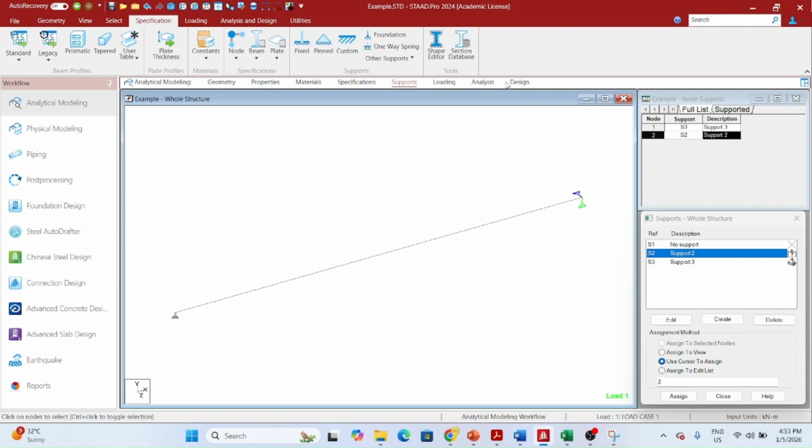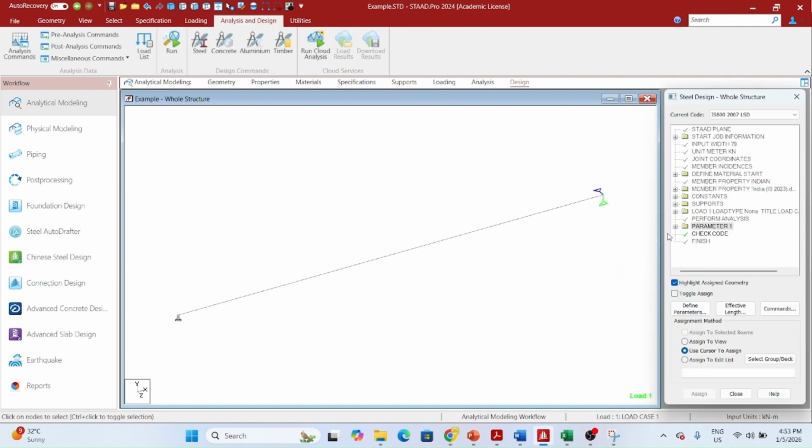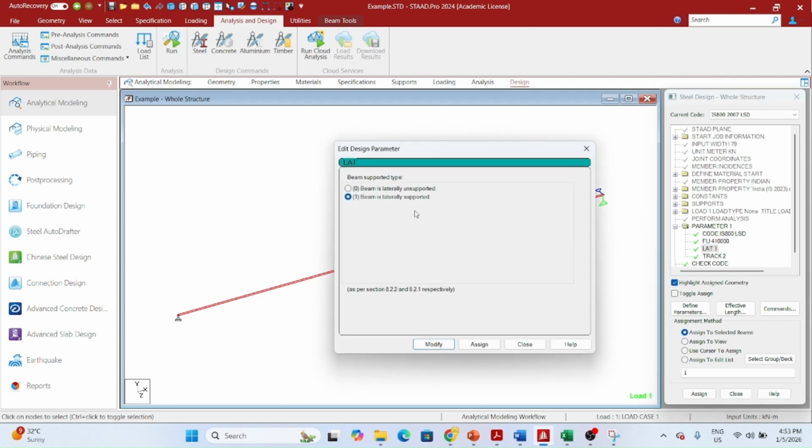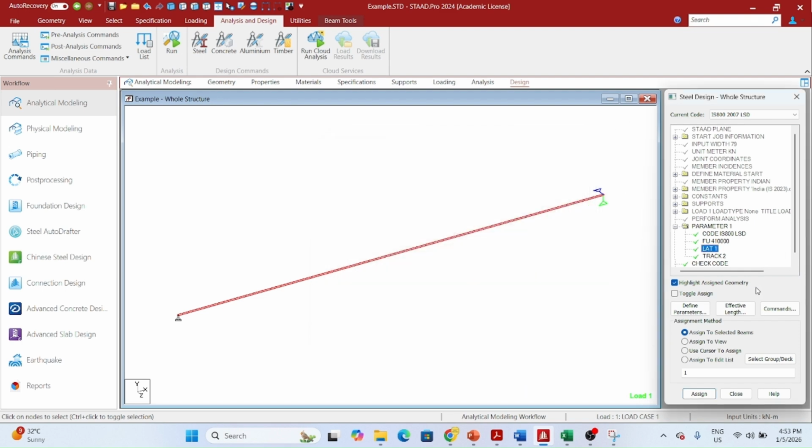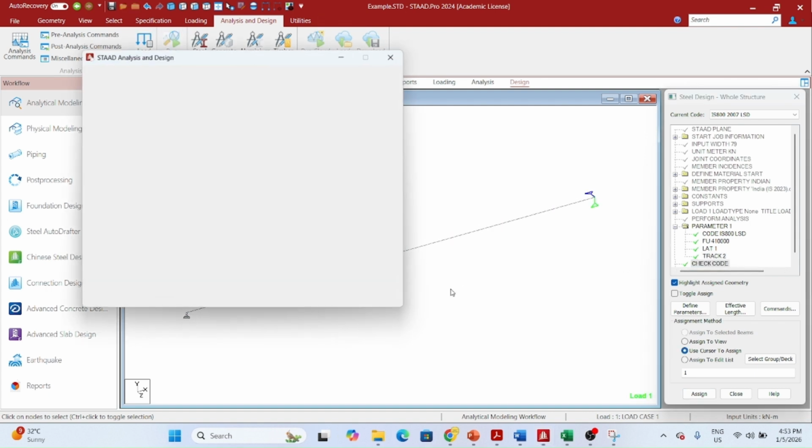I also assigned the design parameters, as you can see. Code is IS 800. Fu, that is the ultimate strength, is 410 megapascal. I also assigned LAT 1, which is nothing but the beam is laterally supported. And TRACK 2 in order to view the complete design result and code check. Now let's run this file.